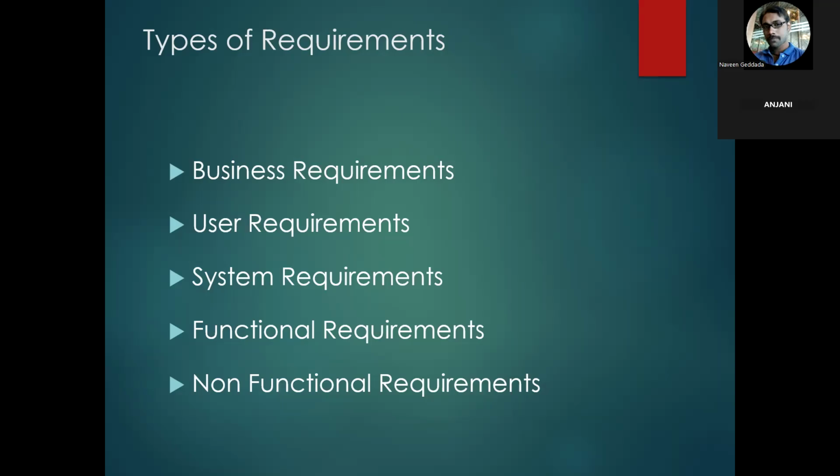But the first step here is, without having the business requirements, we can't do the user, system, functional and non-functional requirements. Once we have the business requirements, then we can categorize what are the different user requirements we will be having, and among them, what are the functional requirements, and among them, what are the non-functional requirements.